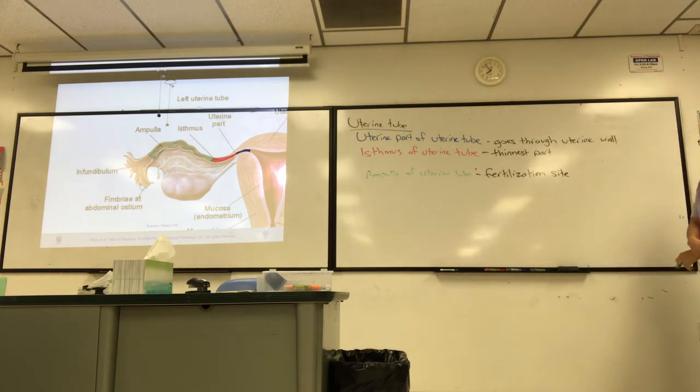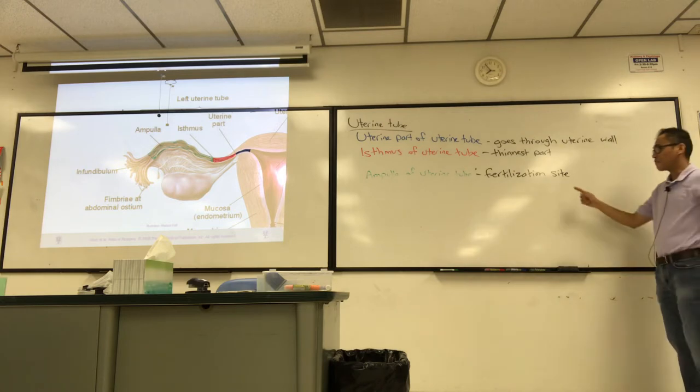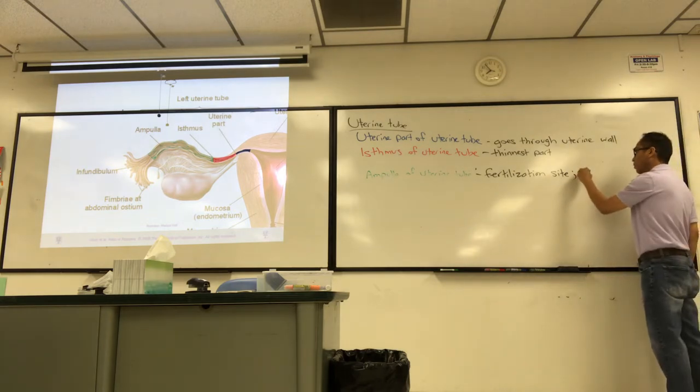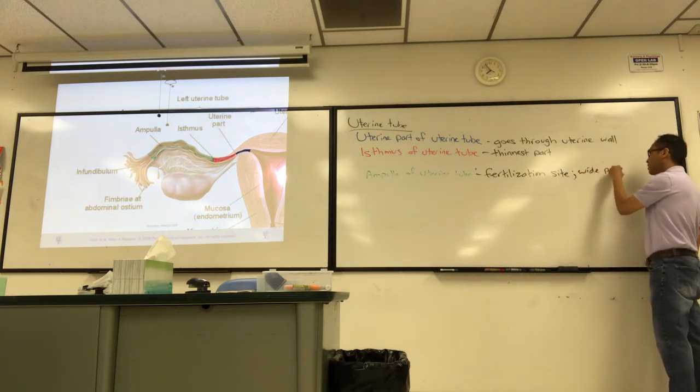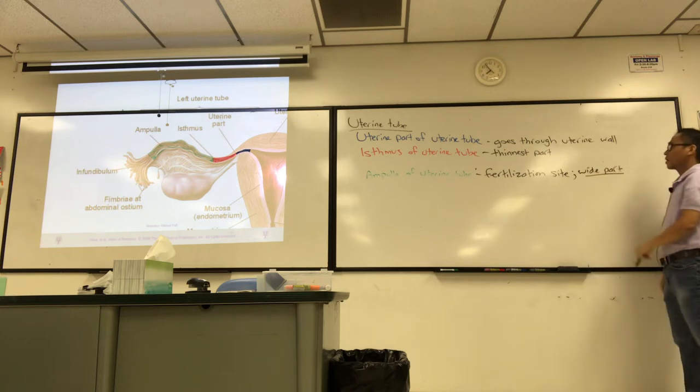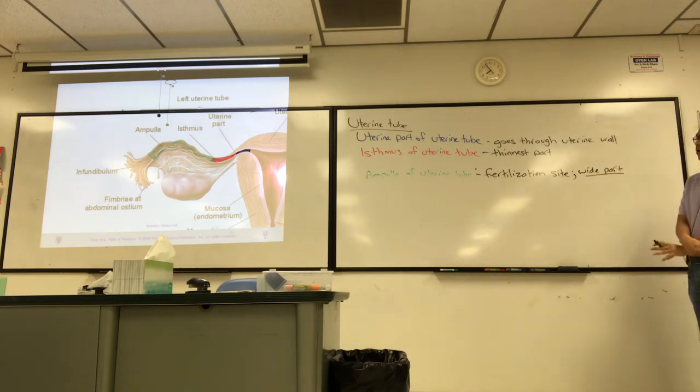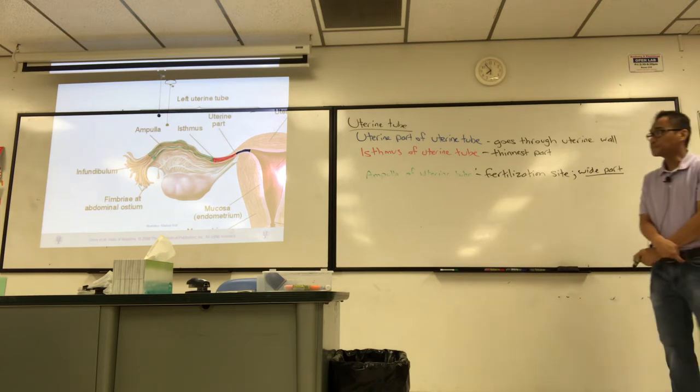You could fertilize outside the uterine tube. That would be called an ectopic pregnancy if it implants somewhere else. Or it could try to implant in the uterine tube, and that's no good either. That would have to be aborted to save the mother's life. So it's the wide part. I put these descriptors, wide part, thin part, because I want you to remember them. Maybe that'll help you identify it on a test or a quiz.